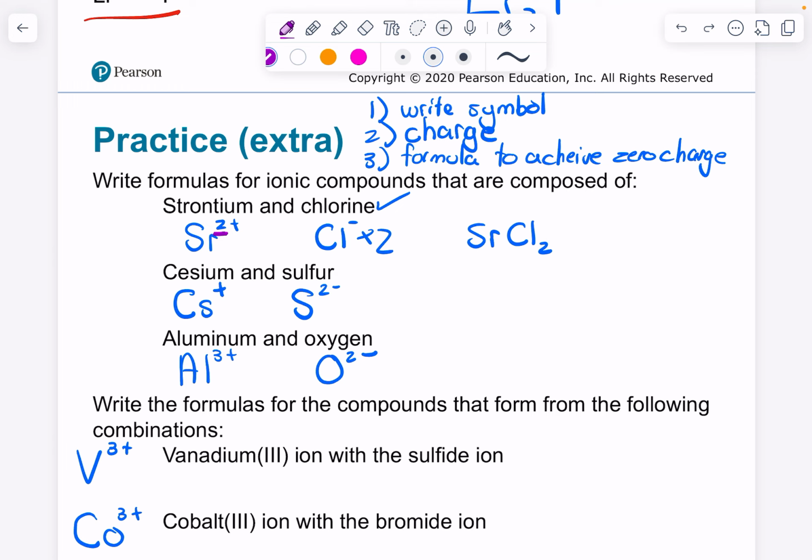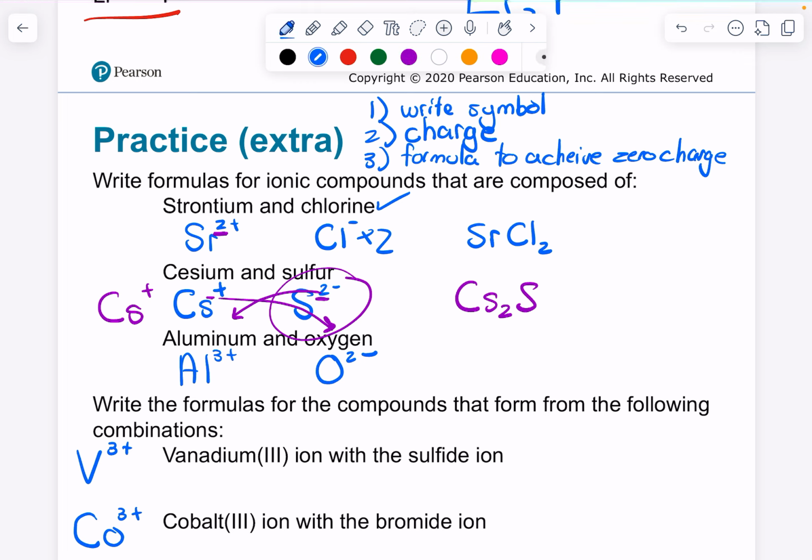All right, so on the next one, maybe we'll kind of emphasize that. So the 2 goes down here and the 1 goes here. So it's Cs2S. Okay, again, you're just making sure it balances to 0. So 2 positives and 2 negative. Okay, so +2 and -2. That's how you get Cs2S.